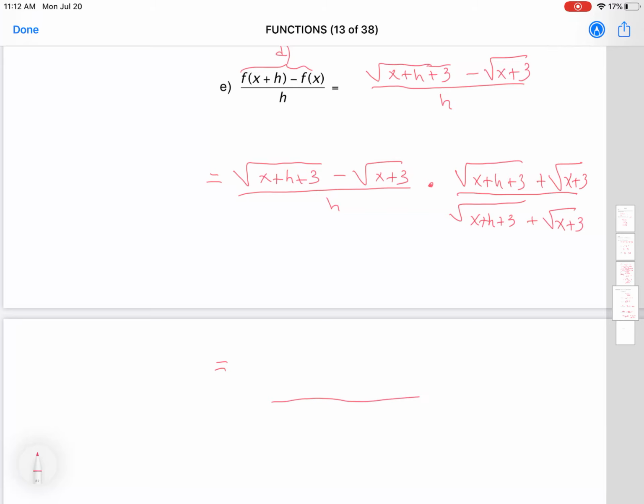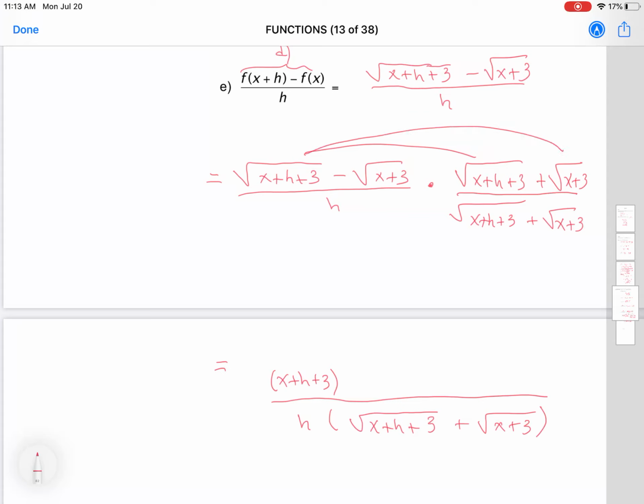Well, the top, the numerator, have mutual conjugates, so this is the part that we expand. That means that the bottom we do not expand. That's going to stay h times the root of x plus h plus 3 plus the root of x plus 3, no change. Now let's FOIL this out. This times this is x plus h plus 3. Now this times this minus this times that, the two middle terms will go away. I can write them up, but they basically will cancel.